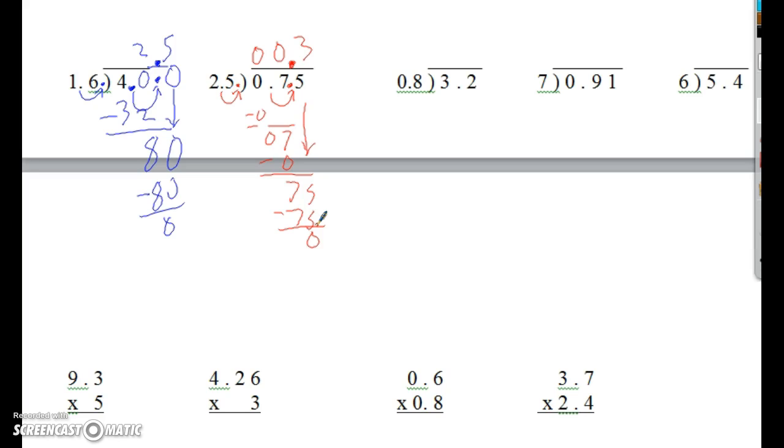Same thing again, I'm not allowed to have decimals in my divisor, so I'm going to move it over one spot. So this number is now 8. Move this one over one spot. This number is now 32. All I have is 32 divided by 8. That's just a 4.